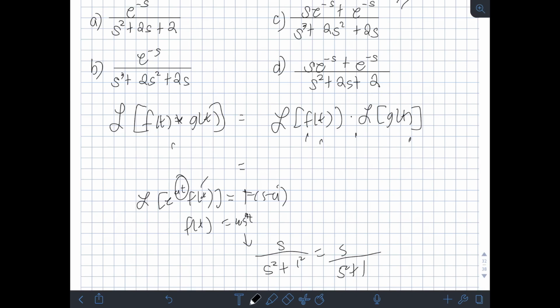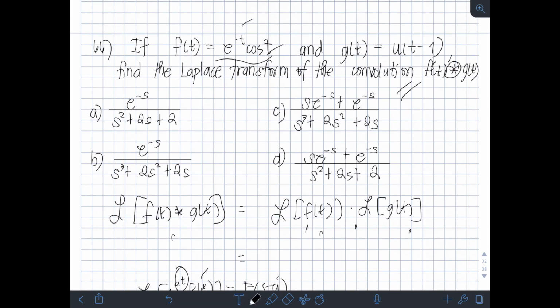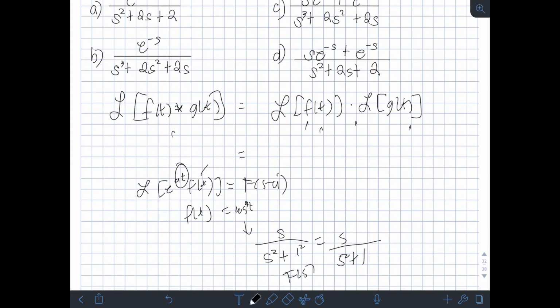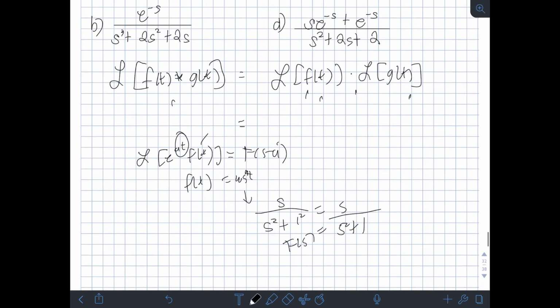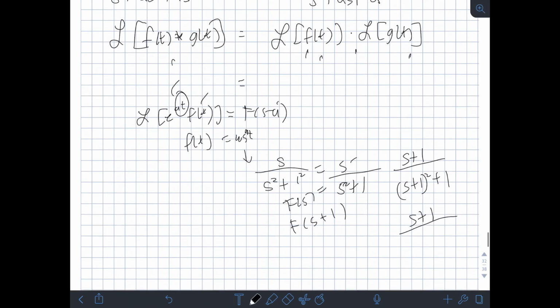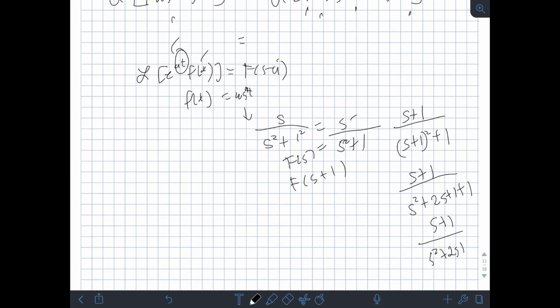Kaso nga, dahil meron tayong e raised to, in particular, negative t, isi-shift natin itong F of s na nakuha natin, which is itong s over s squared plus 1, ng ilan? F of s plus 1. Kasi negative 1 yung exponent natin dun sa t. Yung a natin, negative 1. So, therefore, papalitan natin itong s, lahat ng s dito ng s plus 1. So, s plus 1 over s plus 1 quantity squared plus 1. Okay? Or simplify natin, s plus 1 over square of a binomial, s squared plus 2s plus 1 plus 1. Or simply, s plus 1 over s squared plus 2s plus 2.